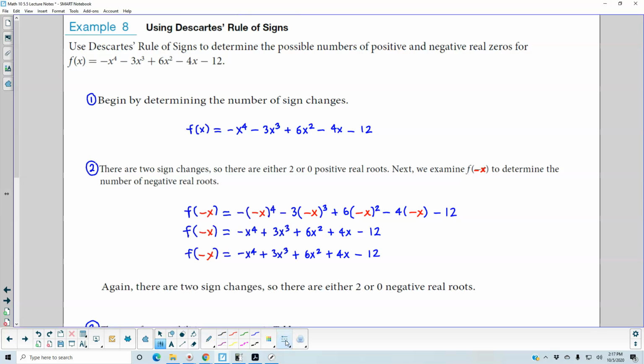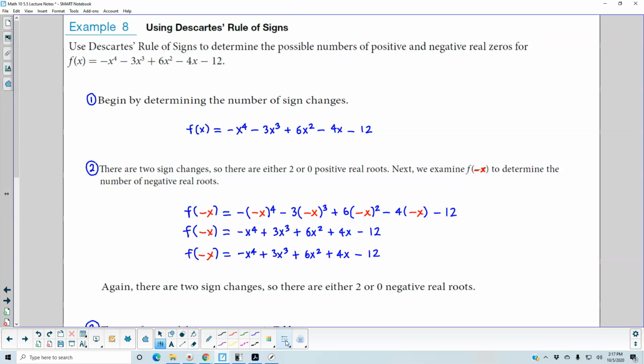For example number 8, we're going to use Descartes' rule of signs to determine the possible numbers of positive and negative real zeros for f of x, which is equal to negative x to the fourth minus 3x cubed plus 6x squared minus 4x minus 12. So let's begin by determining the number of sign changes.